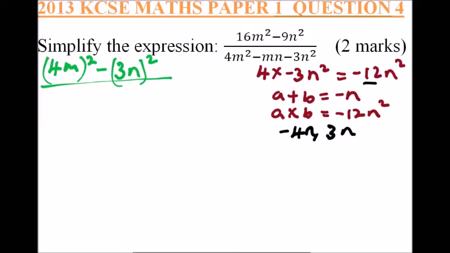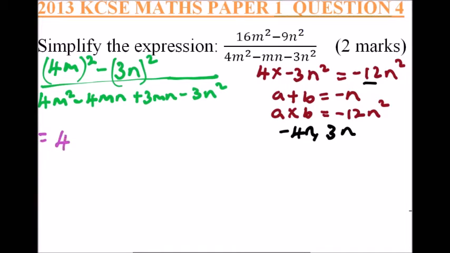So we now rewrite our expression as 4m squared minus 4mn plus 3mn minus 3n squared. So that is how you modify your expression. With that, we can now write this. This is a difference of two squares, so you can write this as (4m plus 3n) and (4m minus 3n).